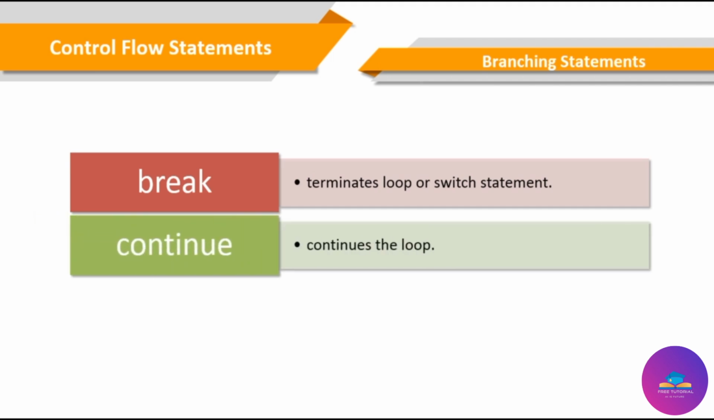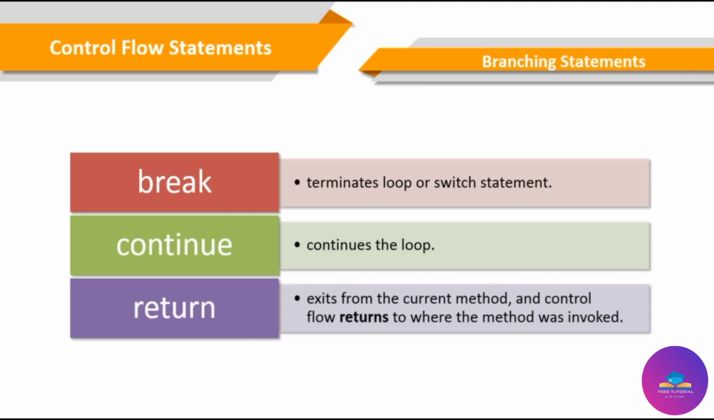Continue is used to continue the loop. When the continue statement is executed, control of the program jumps to the end of the loop, and the loop condition is evaluated. So that leaves us with return, and that's used to exit from the current method, and the control flow returns to where the method was invoked. All right, so let's do some examples with branching statements.